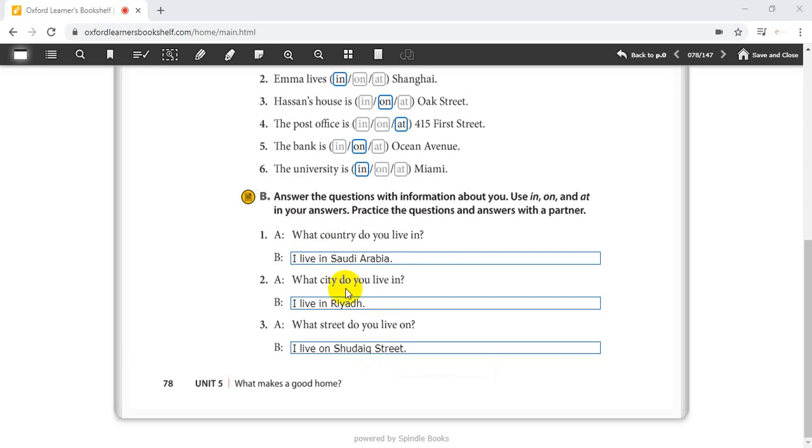Now these answers are about me. What country do you live in? I live in Saudi Arabia. What city do you live in? I live in Riyadh. What street do you live on? I live on Shadaik Street.